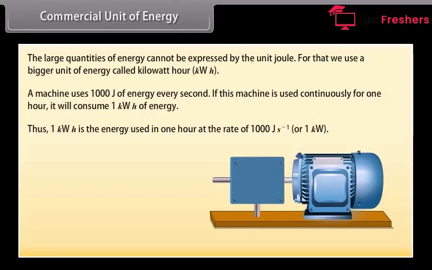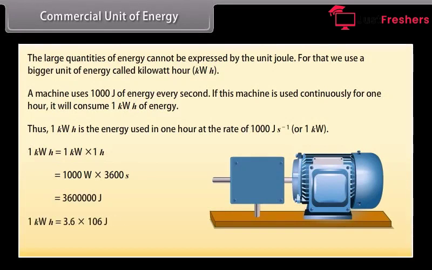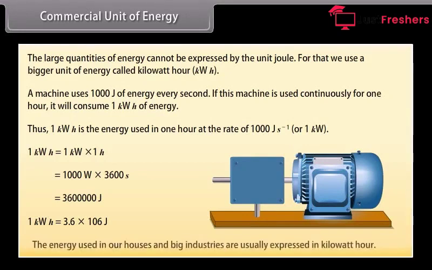So, 1 kilowatt hour is equal to 1 kilowatt into 1 hour, which is equal to 1000 watt into 3600 s, which is equal to 36 lakh joule. 1 kilowatt hour is equal to 3.6 into 10^6 joule. The energy used in our houses and big industries are usually expressed in kilowatt hour.